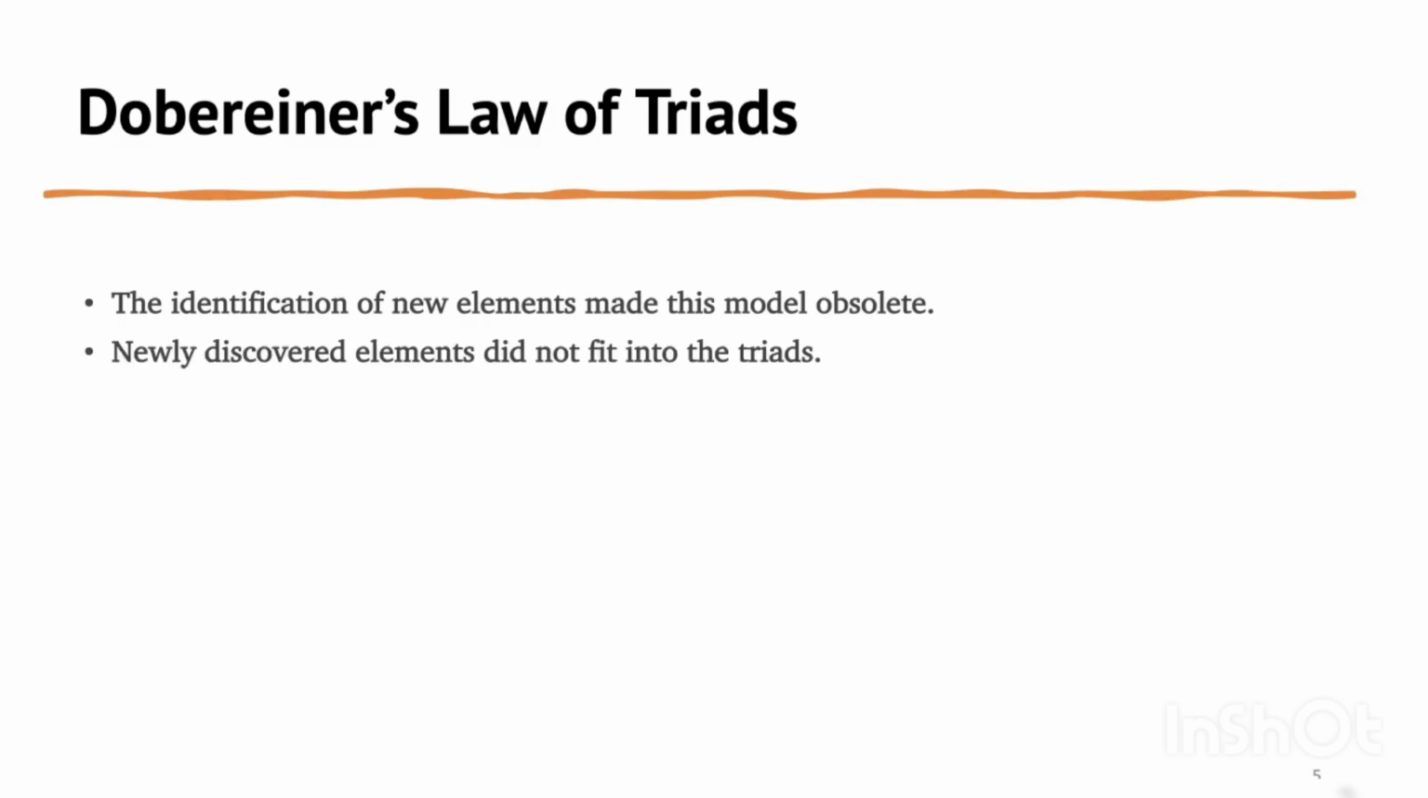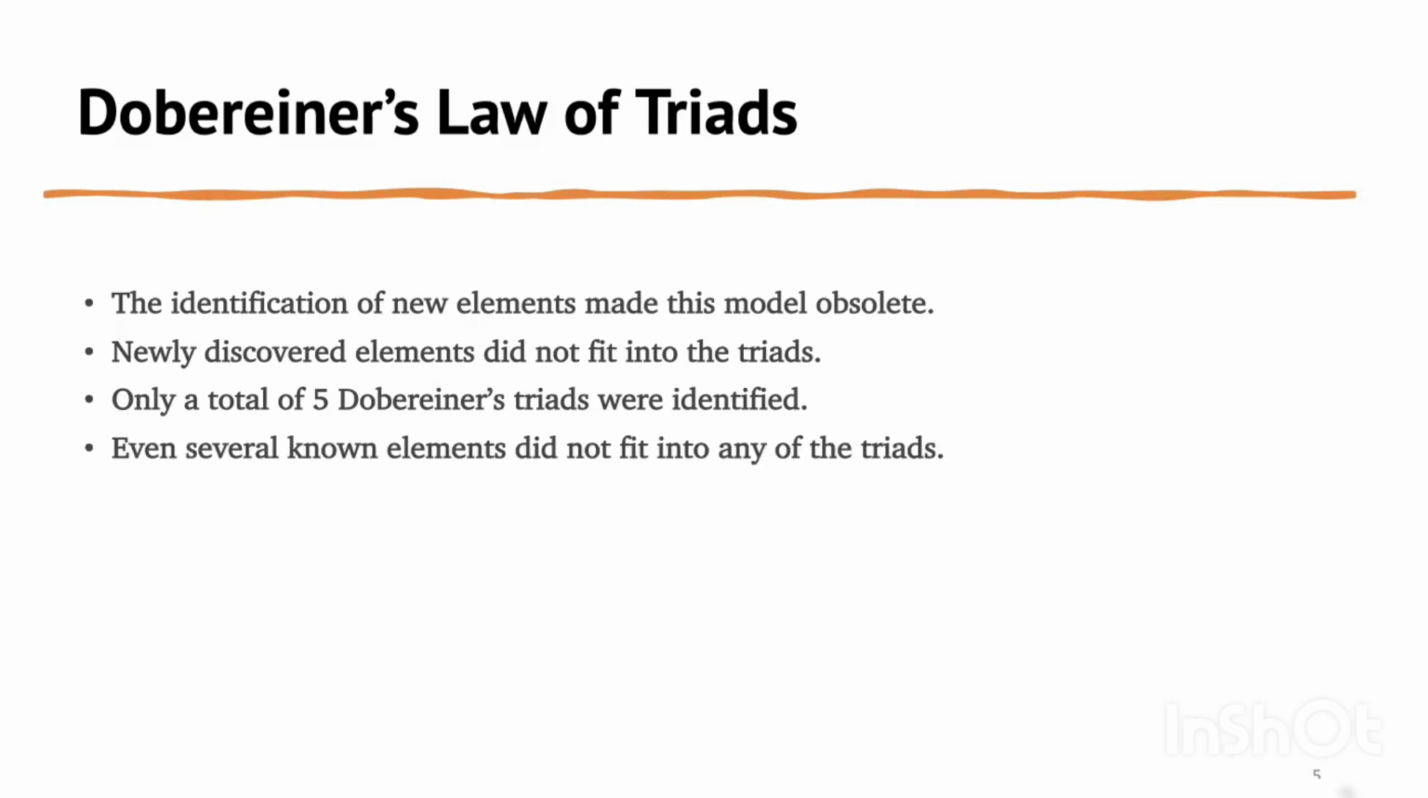Newly discovered elements did not fit into the triads. Only a total of 5 Dobereiner's triads, as we have seen here, could be identified. Even several known elements did not fit into any of the triads. We know that Dobereiner's law of triads was introduced in 1829. Only around 30-something elements were discovered at that time. So even those 30 elements could not fit into the triads. Only 5 sets of Dobereiner's triads could be identified. So this is why Dobereiner's law of triads was disqualified.